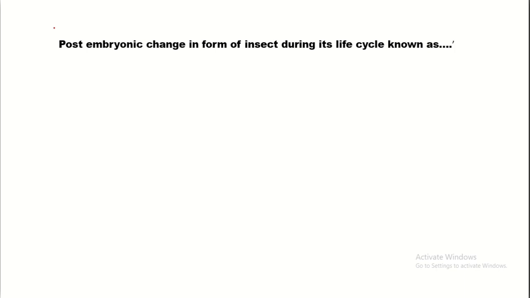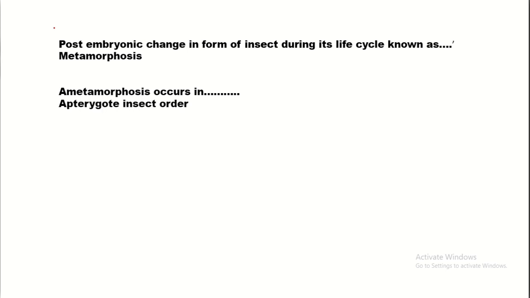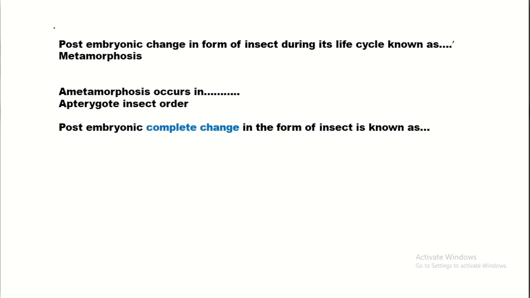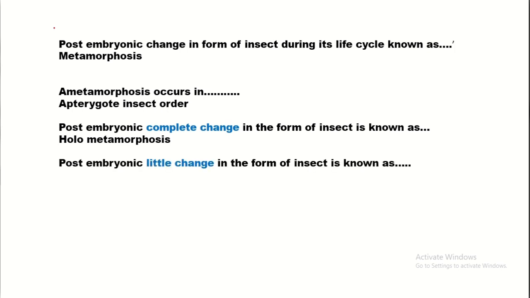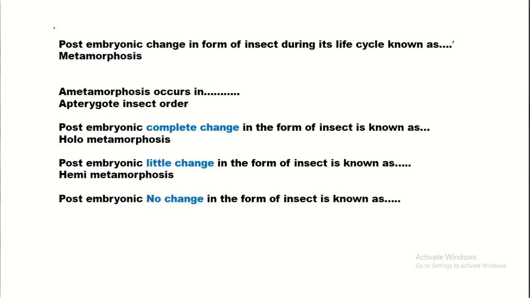Post-embryonic change in the form of insect during its life cycle is known as metamorphosis. Ametamorphosis occurs in apterygote insect orders. Post-embryonic complete change in the form of insect is known as holometamorphosis. Post-embryonic little change is known as hemimetamorphosis. Post-embryonic no change is known as ametamorphosis.